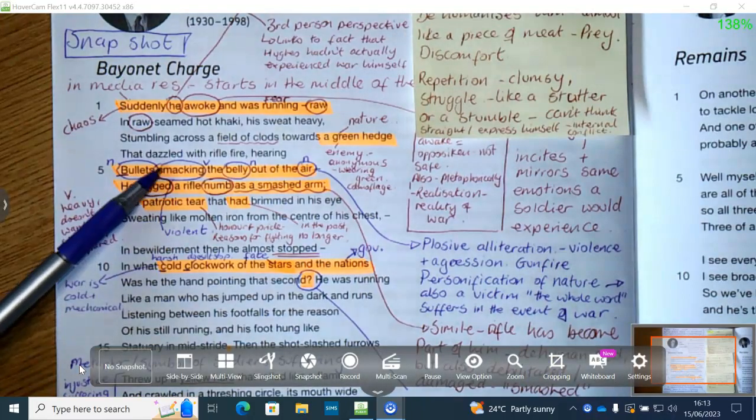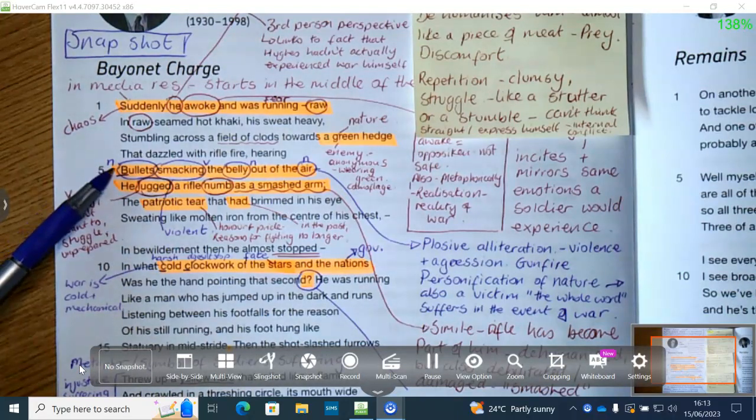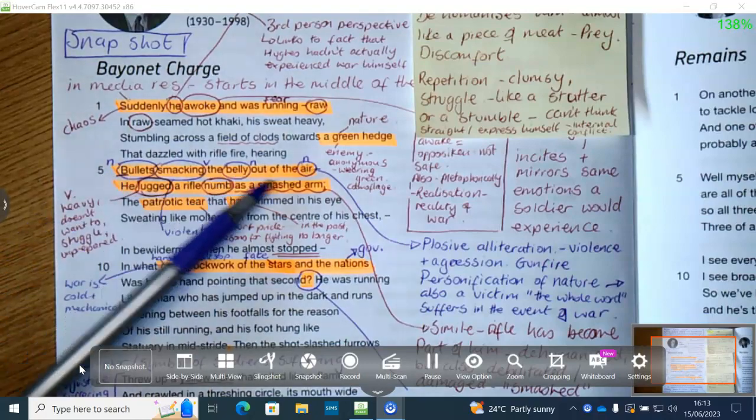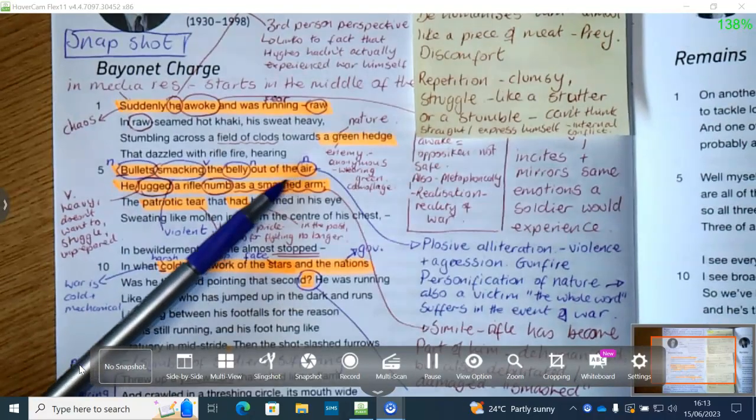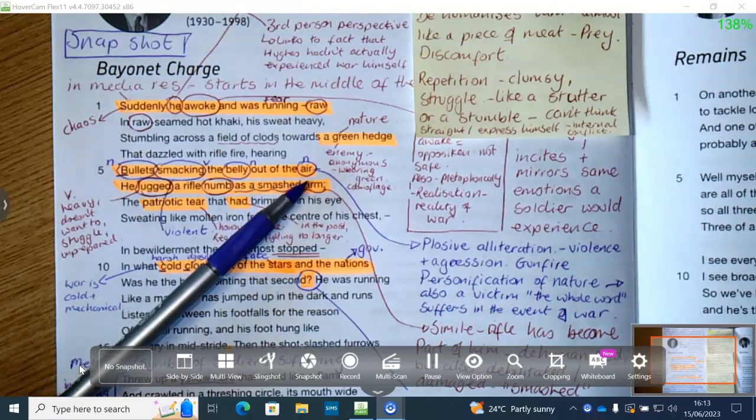We've got other violent words like smacking, this verb here, that's what the V stands for. The N is to remind us that this is a noun, bullets. And they're smacking the belly out of the air. So again, we can see nature is being personified here. It's as if the whole world is a victim here, and the whole world suffers in the event of war. Everything is under attack.